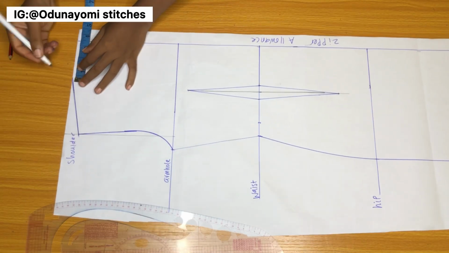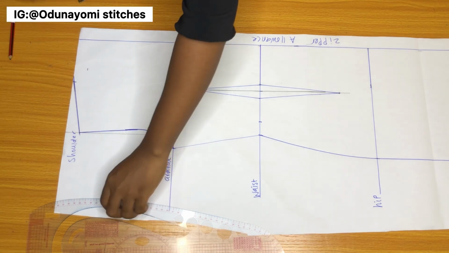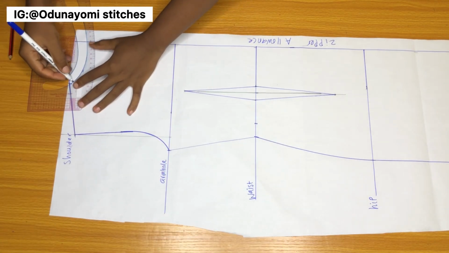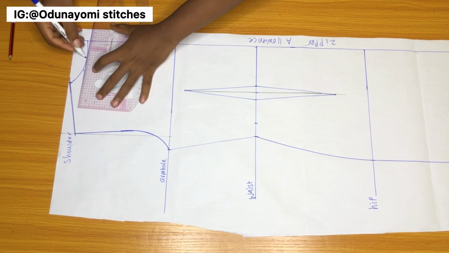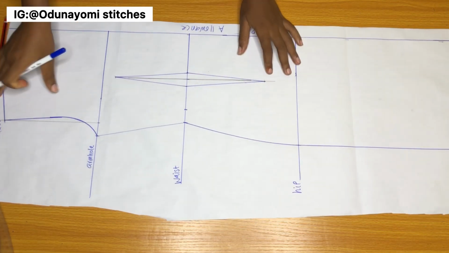So guys, let's move to the neckline. So it's 3.5 we use for the front. So we are using 3.5 wideness and 1 inch depth for the back. So this is the neckline for the back.